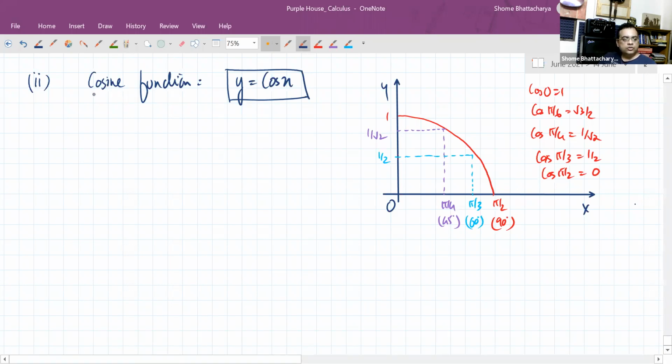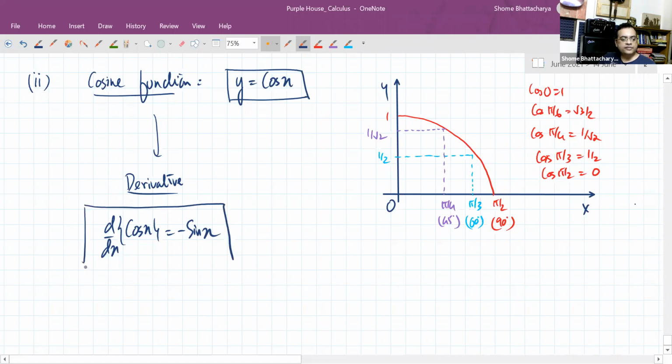Now this cosine function has a derivative given by the formula: differentiation of cos x, or derivative of cos x, is minus sine x. So this is the second of our fundamental trigonometric derivatives. Sine x's differentiation is cos x, but cos x's differentiation is minus sine x.